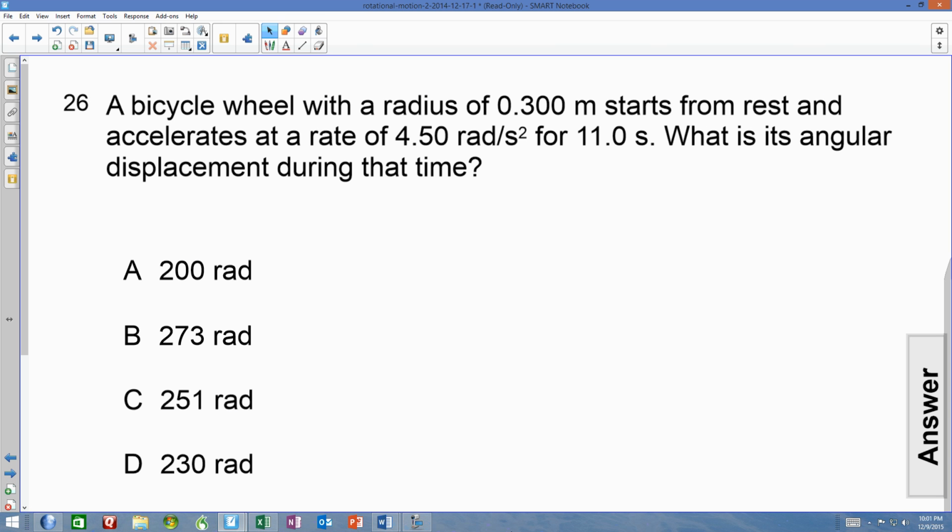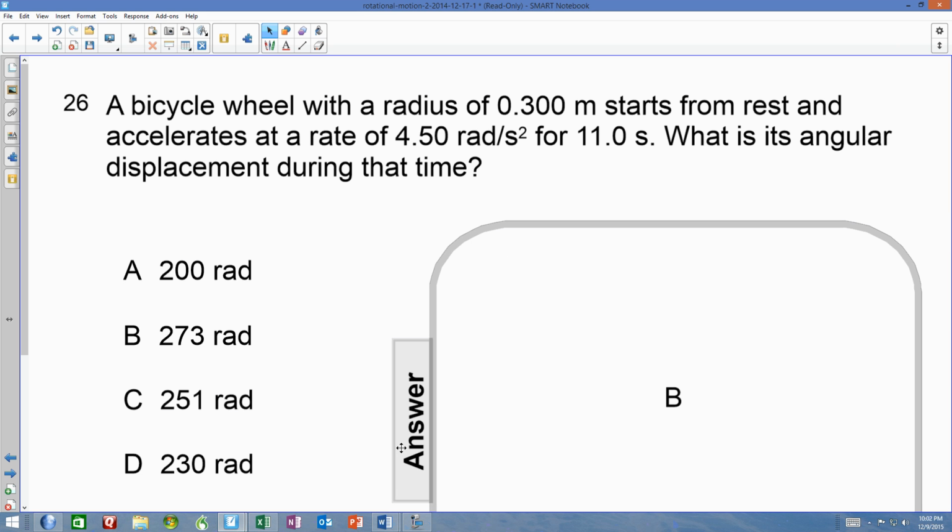A bicycle wheel with a radius of 0.300 meters starts from rest and accelerates at a rate of 4.50 radians per second squared for 11.0 seconds. What is its angular displacement during this time? Go ahead and pause the video and see if you can solve this one. The correct answer is B, 273 radians.